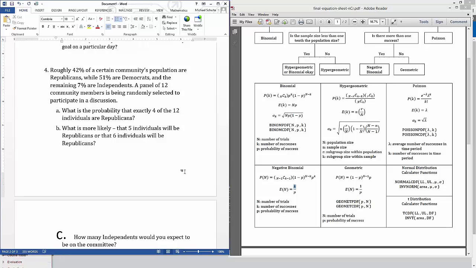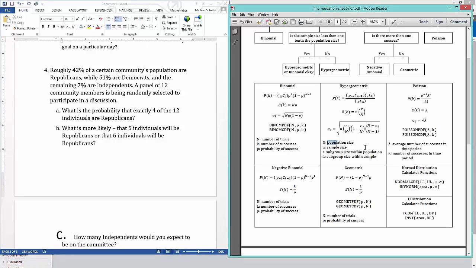And the answer is still going to be binomial, and the reason is we don't know how many people there are. If you look at the hypergeometric formulas, we have to know the population size. And we don't know the population size here. All we know are the percentages. So we're going to have to treat this as a binomial case. And for each question, we have a different definition of success.